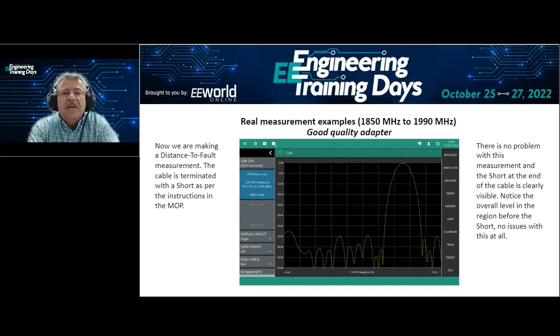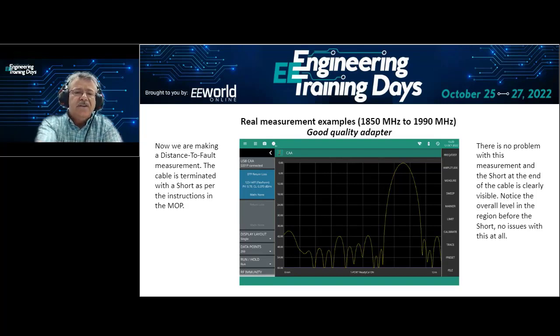So how does that impact distance to fault measurements? Because that's another common measurement that needs to be made. Now we're doing a distance to fault measurement on the same device, same cable, and with the good quality adapter, but without performing that second cal, we get an excellent response. I've got my 0 dB response because I have a short terminated at the end of that cable. I've got a good response at the launch area.